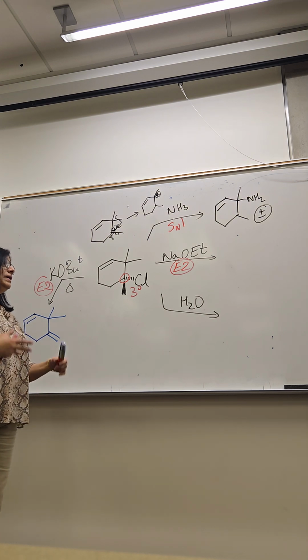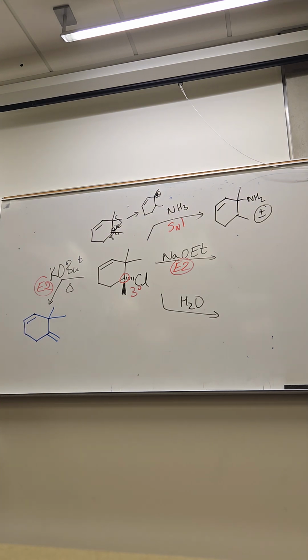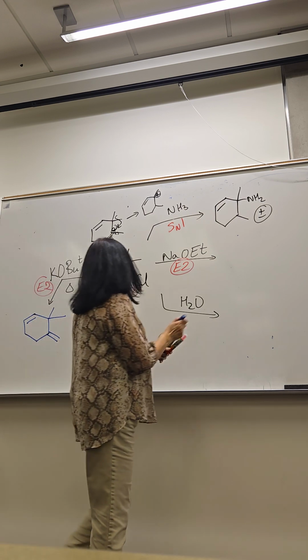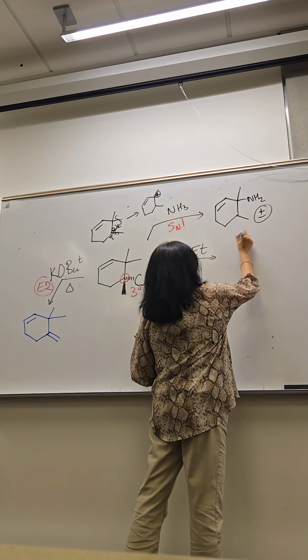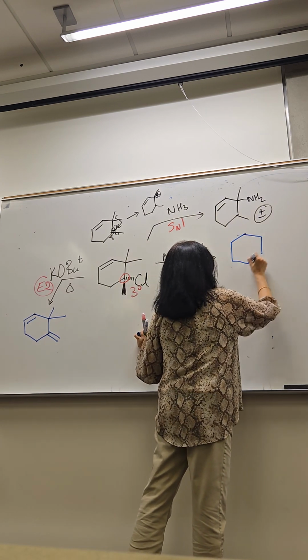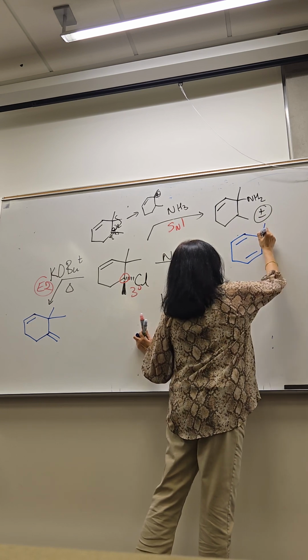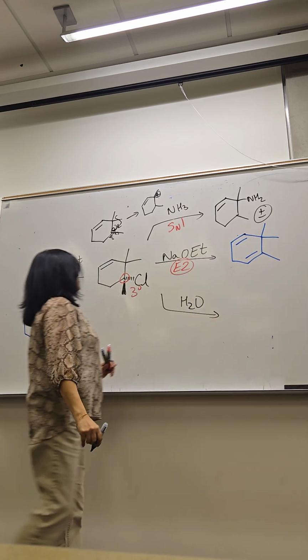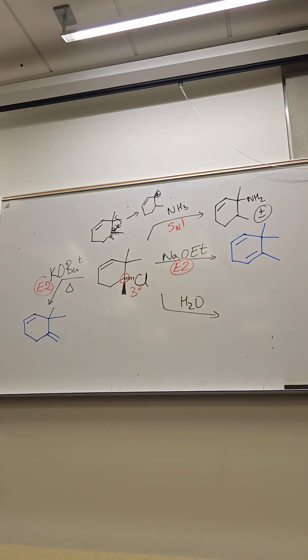Is it a bulky base? Non-bulky base. So Zaitsev's or Hofmann's? Zaitsev's. So where would the double bond be? Inside the ring. Agreed? Everybody following this? Okay, last one.